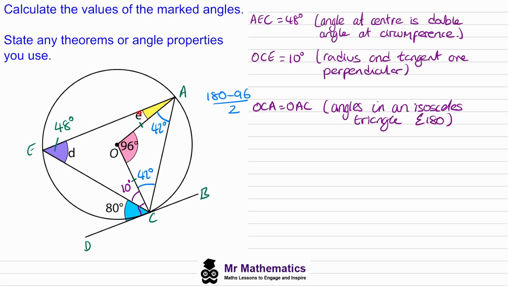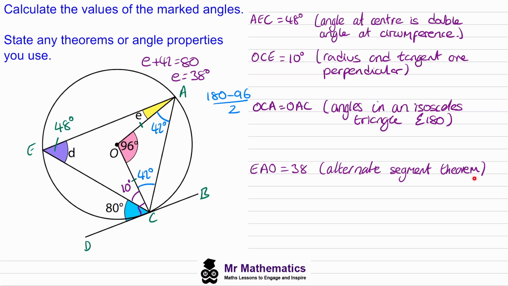Now we can work out angle E using the alternate segment theorem. We have this 80 degrees, which is in this segment, and in the alternate segment, we have this angle, A to E to C. And we know that these two angles must be equal. So if E plus 42 equals 80, then angle E will be 38 degrees. And we'll describe this as E to A to O must equal 38. And you can see in that path E to A to O because of the alternate segment theorem.